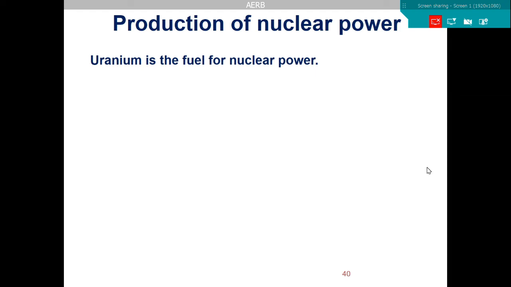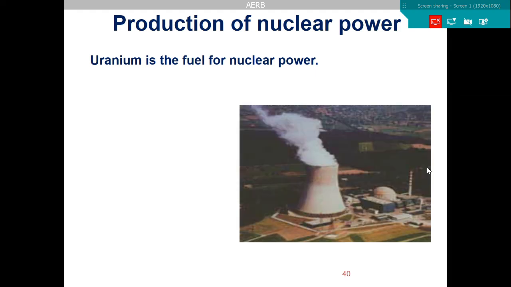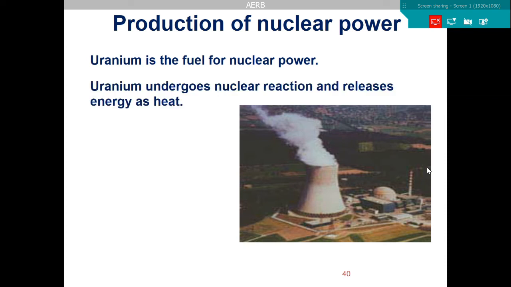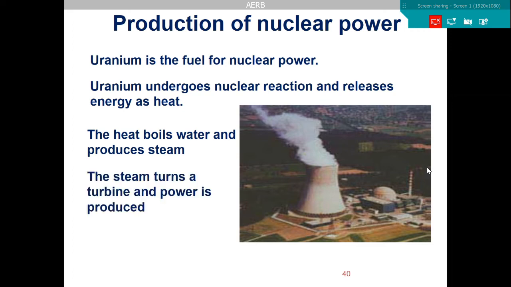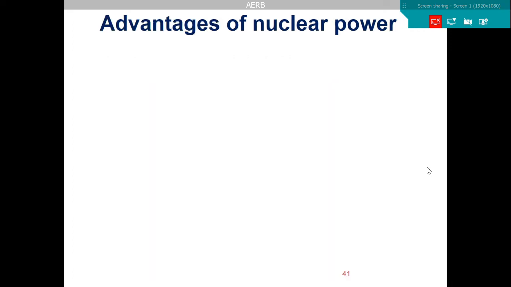Now comes probably a very important part, application of radiation. Uranium-235 is a radioactive material. Uranium is a fuel for nuclear power. It is used in nuclear power plants. It undergoes nuclear fission, nuclear reaction, as you know, which releases energy as heat. Heat is used to boil water. Water produces steam, and pressurized steam turns turbines and power is produced.